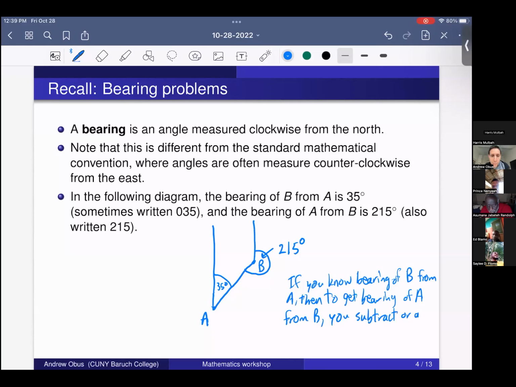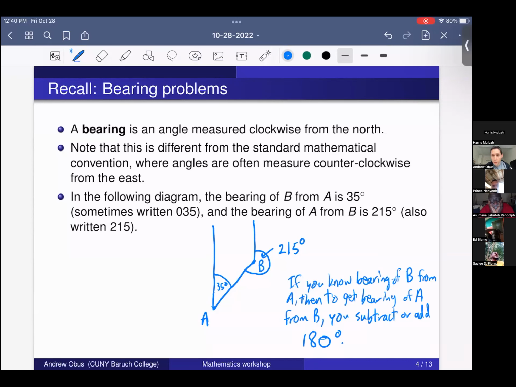Okay, so to get the bearing of B from A, to get the bearing of A from B, you either subtract or add 180 degrees. If your angle is less than 180 degrees, then you have to add. And if your angle is more than 180 degrees, then you have to subtract. So if the bearing of B from A is 35 degrees, then for the bearing of A from B, we're going to have to add 180 degrees, and so it's going to be 215 degrees.